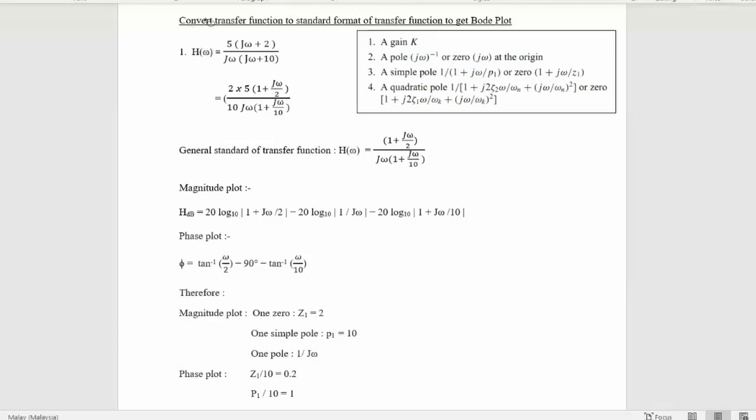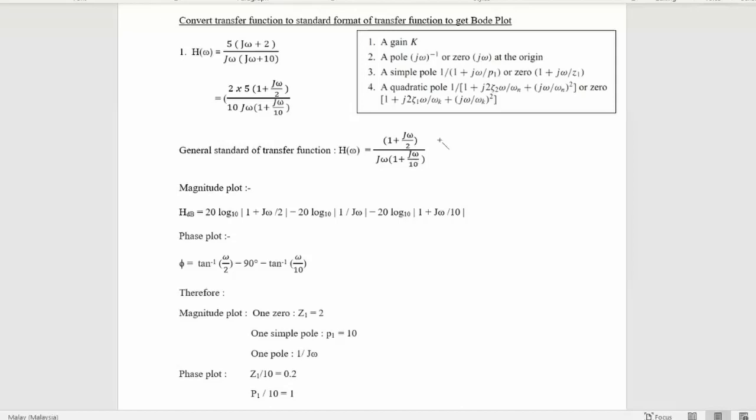Now we will go through the first question, which is to convert the transfer function to standard format to get a Bode plot. First, we must factorize 2 and 10, and it will become 2 times 5, open bracket 1 plus jω over 2, over 10 jω, open bracket 1 plus jω over 10. So this is the general standard form of the transfer function: equal to (1 plus jω over 2) over jω (1 plus jω over 10).